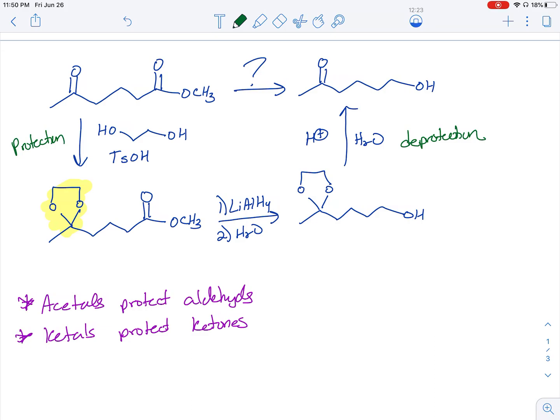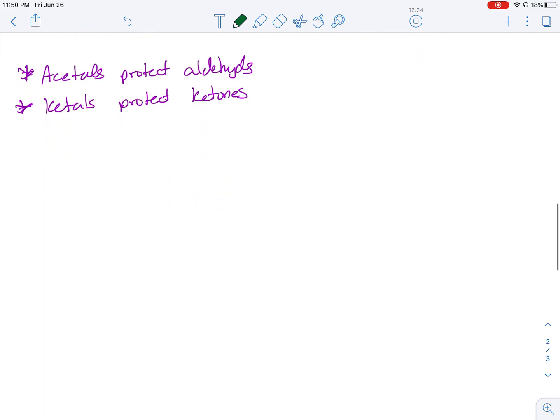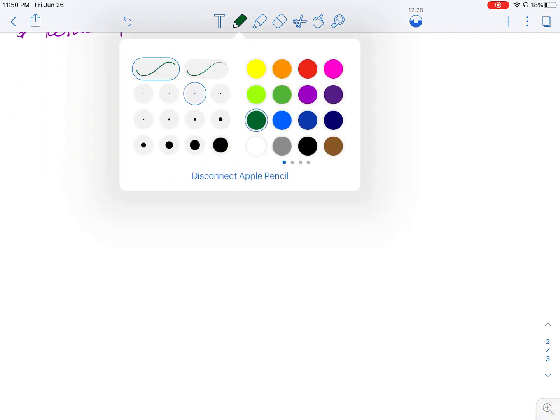All right, so let's try another question here. And let's say that we have this molecule, right? So we have this here, and we're going to react this with another equivalent of alcohol. So this right here is a hemiacetal.